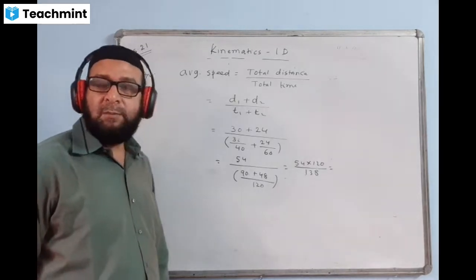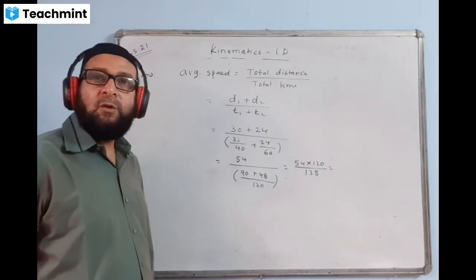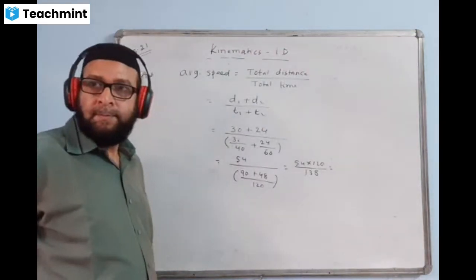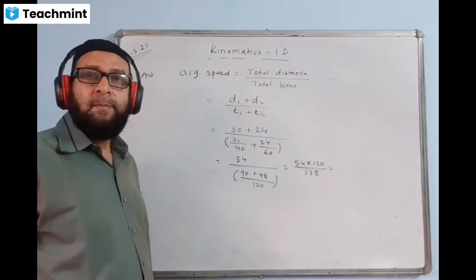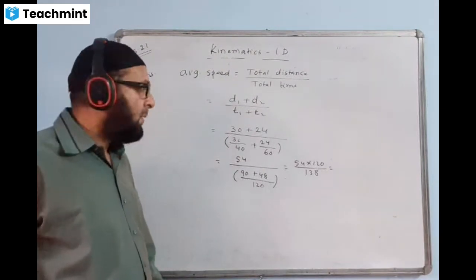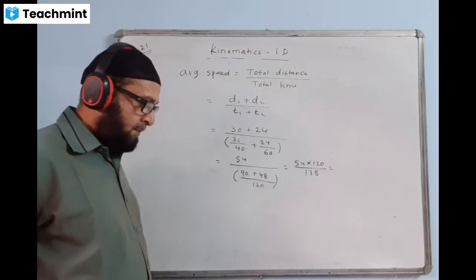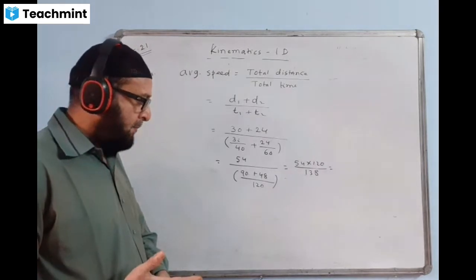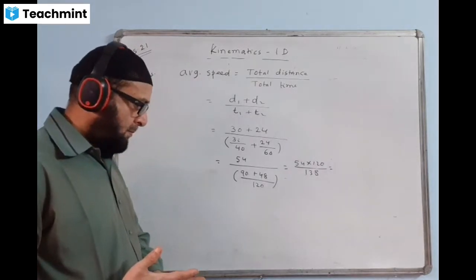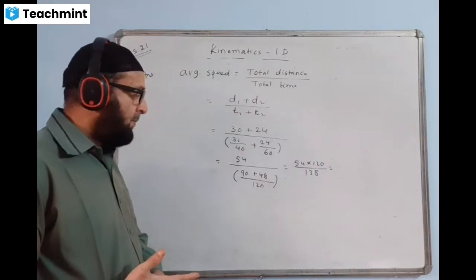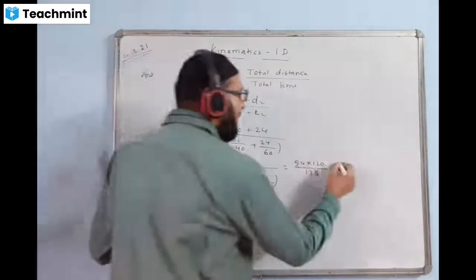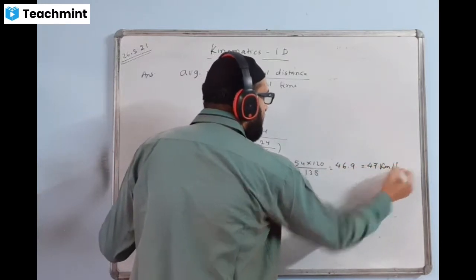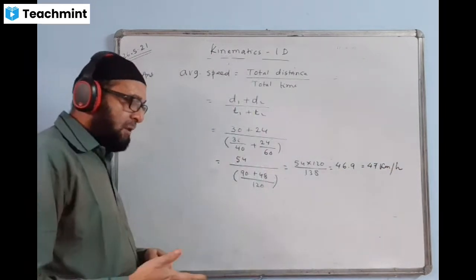The actual answer is 46.9 something, no? We are rounding off. What is the actual answer here? Check in the calculator. Done. Have you done? 46.9. Then you are rounding off to nearly 47 kilometers per hour. The unit is 47 kilometers per hour. Okay, now next question.